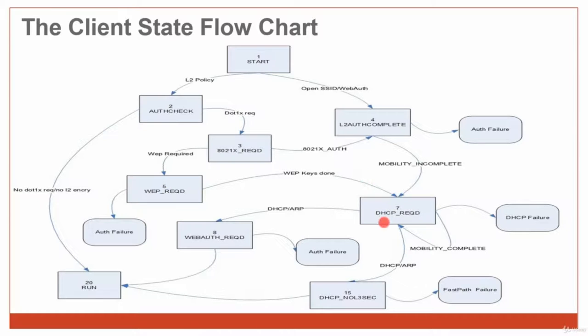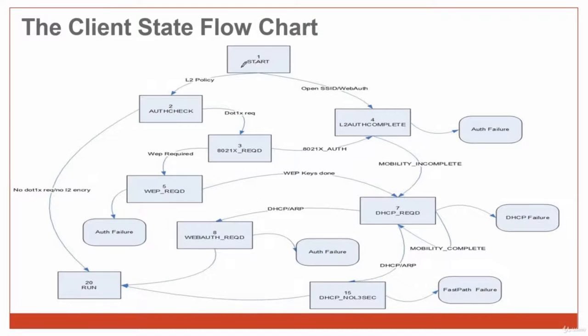Next step, here you can see that you have the DHCP required. Again, DHCP required, then you have WPA required, web auth required. If it is fail, again, it will go and stop. So likewise, you can see the complete chart here, where you have L2 policy, .1x, web required, 802.1x, open SSID, mobility, DHCP, web keys, and again, if you don't have any .1x, then it will go to the run state. So it will go and complete the steps.